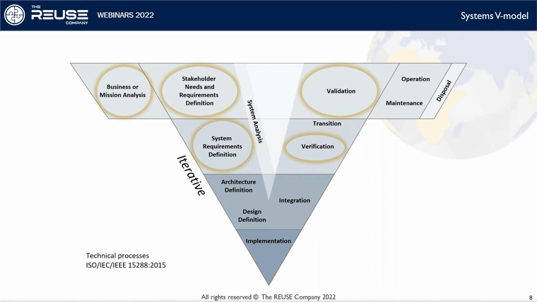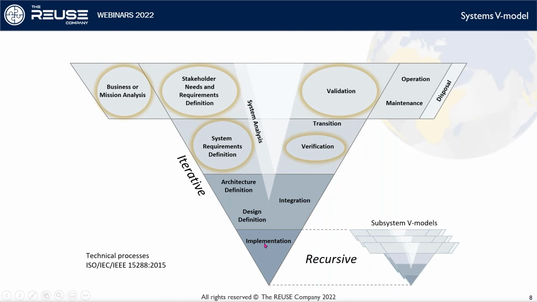And not only iterative, it's also recursive, because for example, if you would implement or integrate a component, this component may be the system for somebody else. So depending on who you are, whose view you're taking, there's not one single view saying that this is the V model, the universal V model, because it's all recursive. So things may repeat as subsystems or components add on.